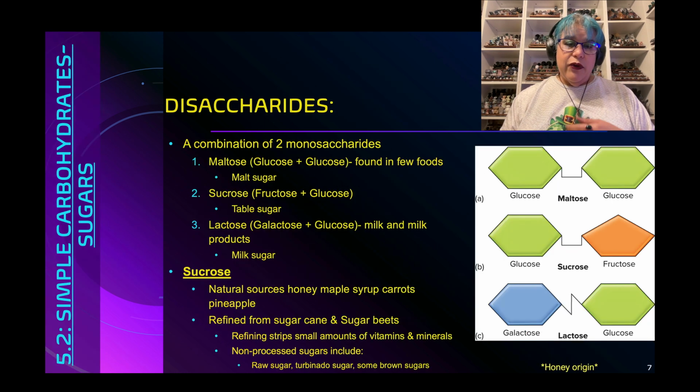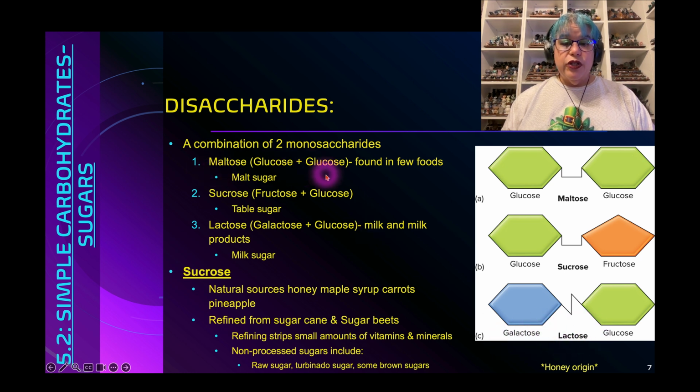Now, the disaccharides are going to include maltose, sucrose, and lactose. Maltose, like I said, you got two saccharides, two sugars. You've got glucose and glucose being glued together to make maltose. You've got glucose and fructose glued together to make sucrose. And you've got galactose and glucose glued together to make lactose.